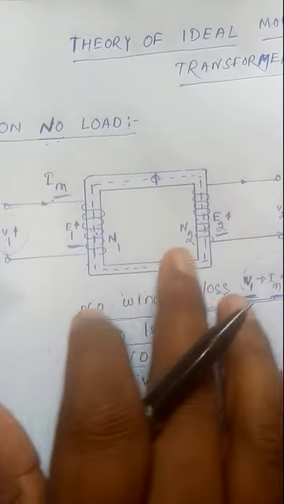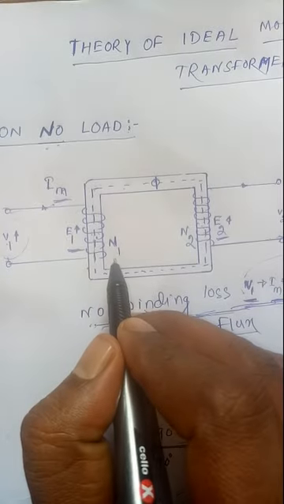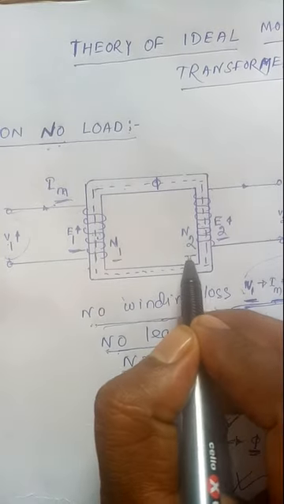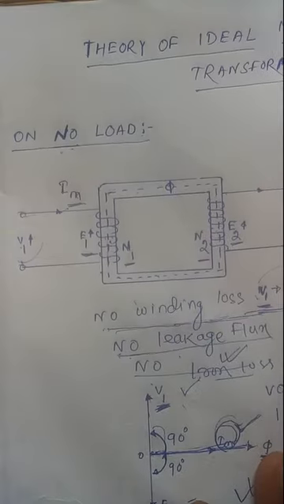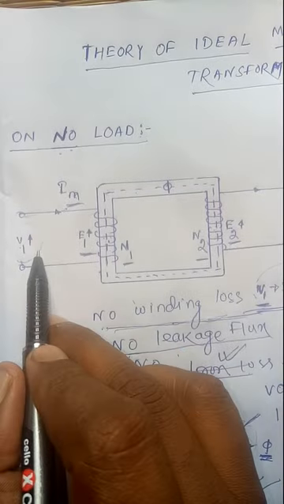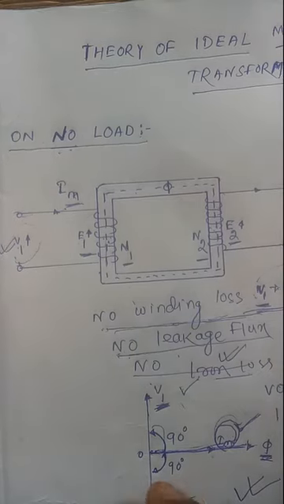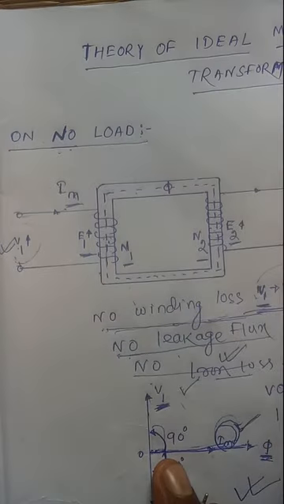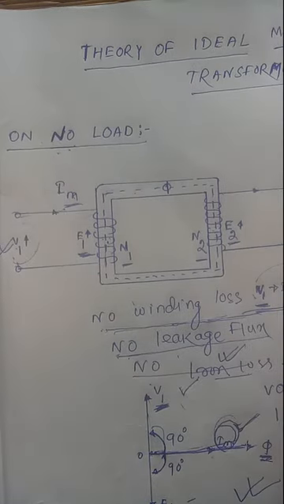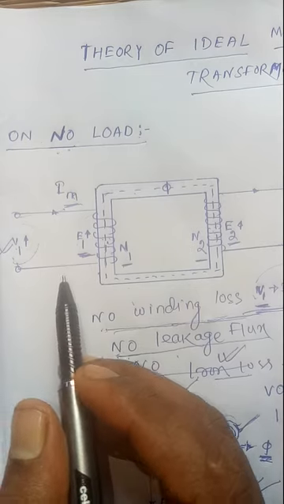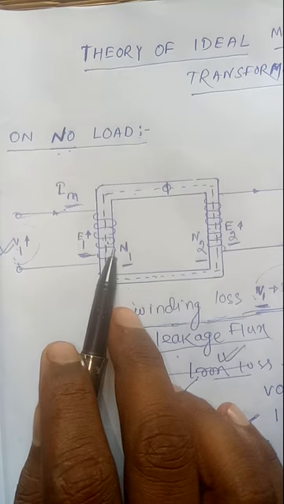Now just look at this diagram. This is the core of the transformer. These are the windings. This one is the primary winding having number of turns N1, and this one is the secondary winding with number of turns N2. The primary winding is connected to an alternating source having voltage V1. It will draw a small magnetizing current and an EMF E1 will be induced on the primary side. Under this condition, the primary circuit is simply an inductive circuit.